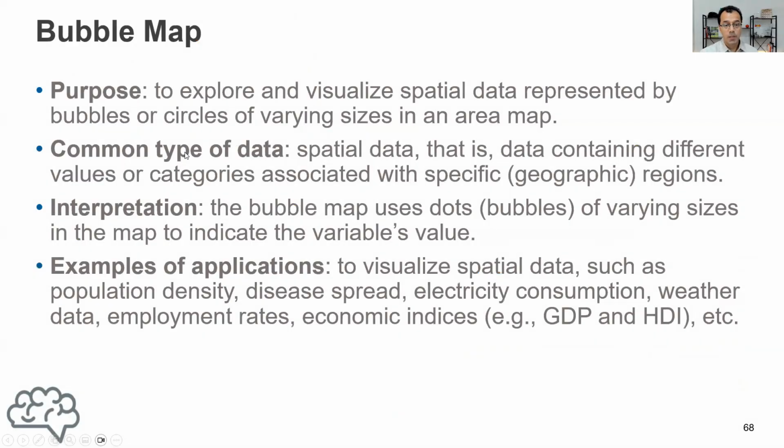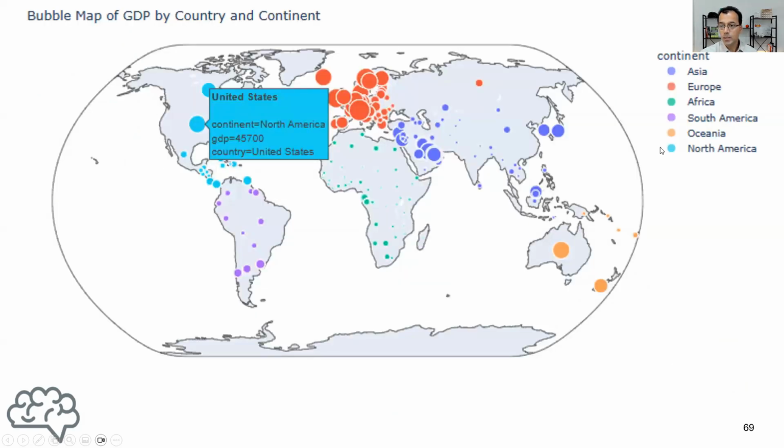And we have the bubble map that allows us to explore and visualize the spatial data, but now represented by bubbles or circles of varying sizes. And they are all plotted in an area map. Well, let's have a look at it. As we can see, we use different colors for the different continents. Here we have North America, then we have South America, we have Africa, we have Europe, and we have Asia, and we have Oceania. For each one of them, the size of the bubble corresponds to the GDP by country.